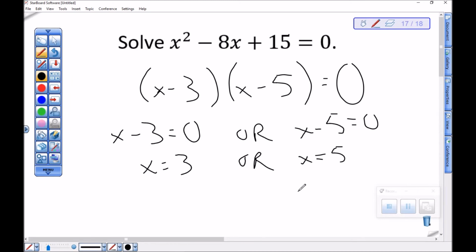Do a quick check. 3 squared is 9, minus 8 times 3 is 24. 9 minus 24 is negative 15, plus 15 is 0. 5 squared is 25, minus 40 is negative 15, plus 15 is 0. So 3 and 5 are my two solutions.